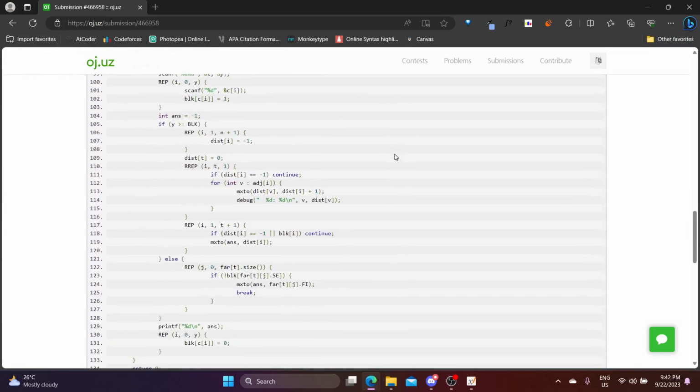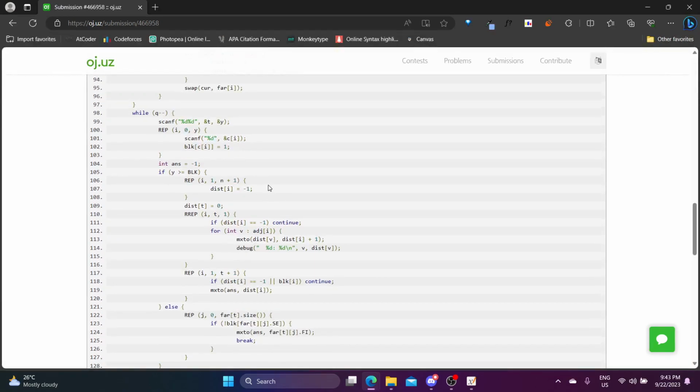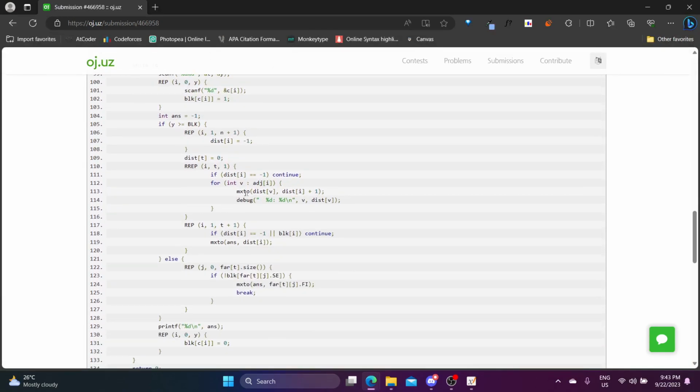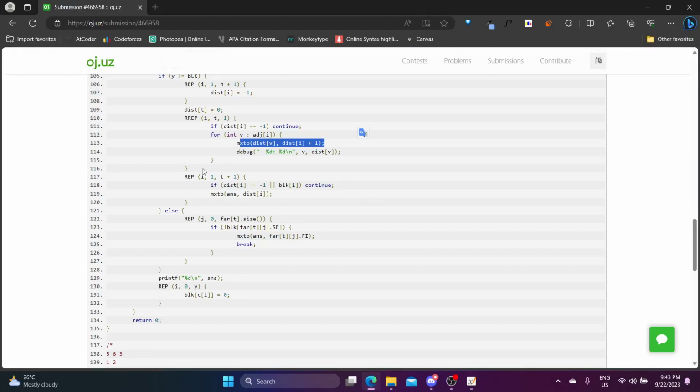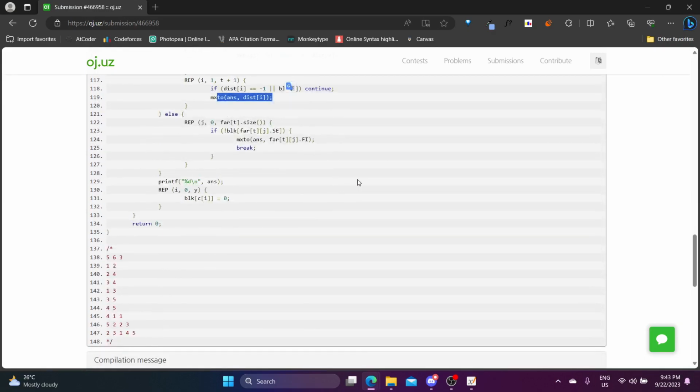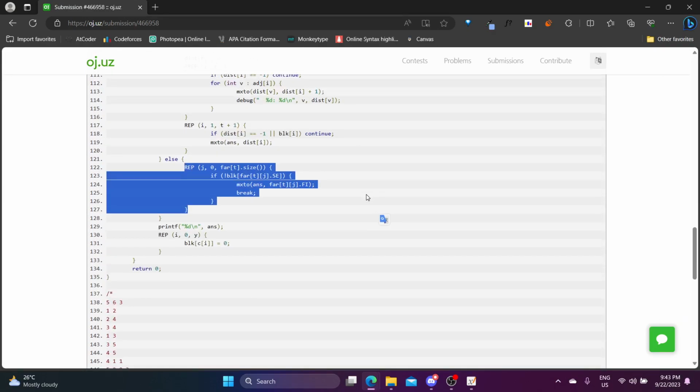And then after that, if y is more than or equal to square root n, we just do the normal DP. If it's an illegal one, we just ignore it, otherwise take the maximum. And this one is using the pre-computed one.